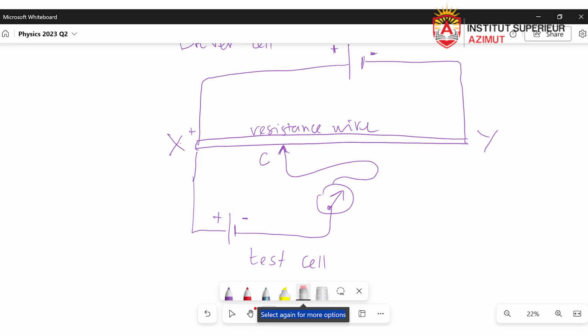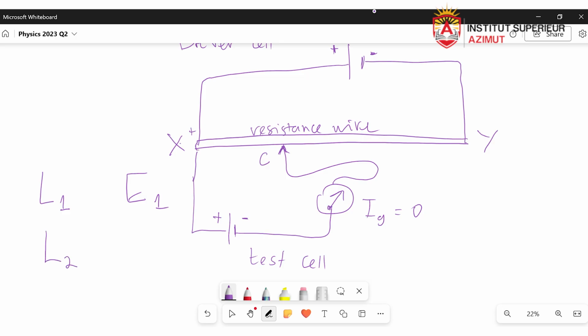So the potentiometer experiment is all about using different test cells and determining the length at which each test cell achieves equilibrium. If we have the first length, we can liken it to the first EMF, because since there is no current in the galvanometer, there is no internal resistance effect in the cell. So what you are measuring at equilibrium is actually the EMF. And then you will have a second length, L2, and then a second EMF. And this is the relationship between these four quantities.